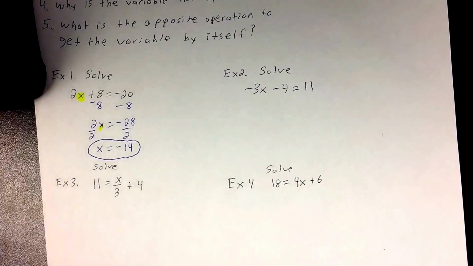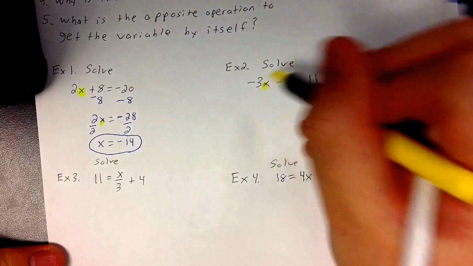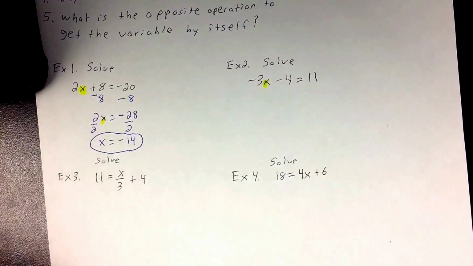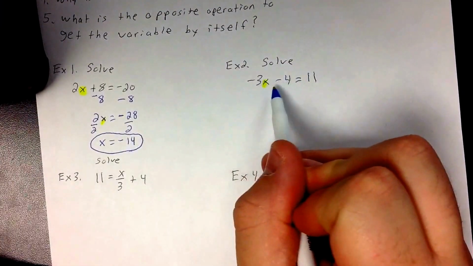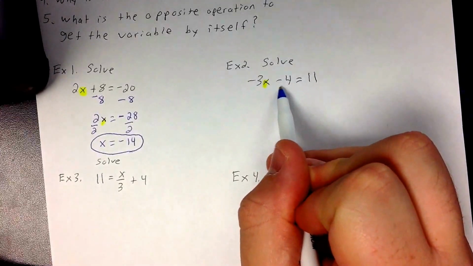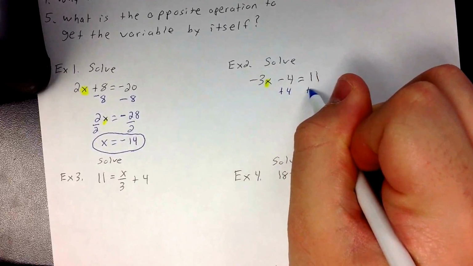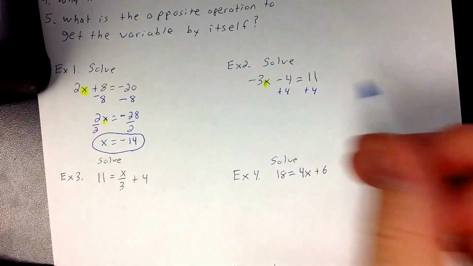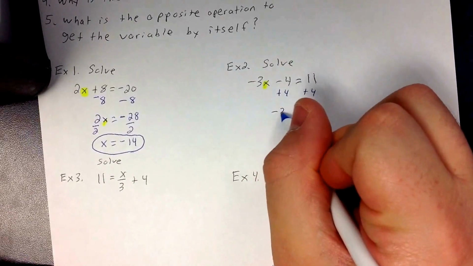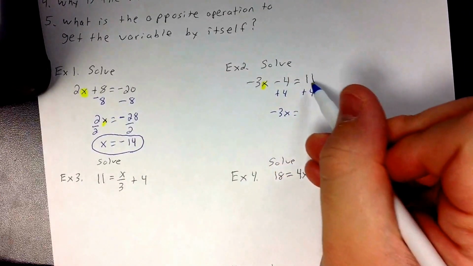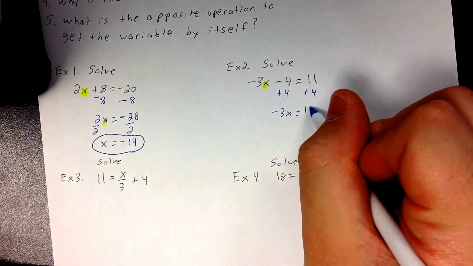Number 2, it's an equation. The variable's on the left-hand side again. So if I look on the left-hand side for addition or subtraction to get rid of first, I'm going to get rid of a minus 4. And the opposite of minus 4 is add 4. So I bring down the negative 3x. 11 plus 4 is 15.